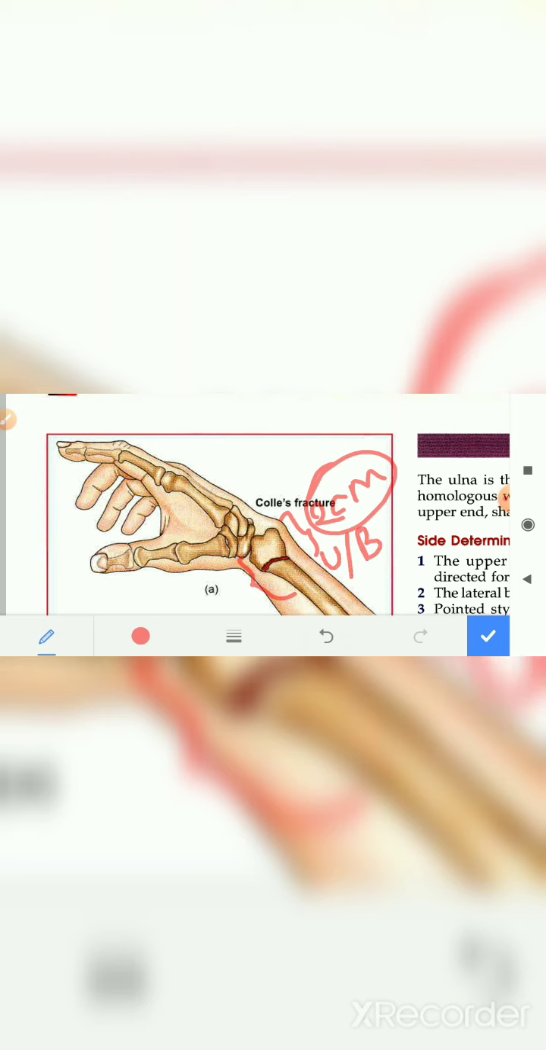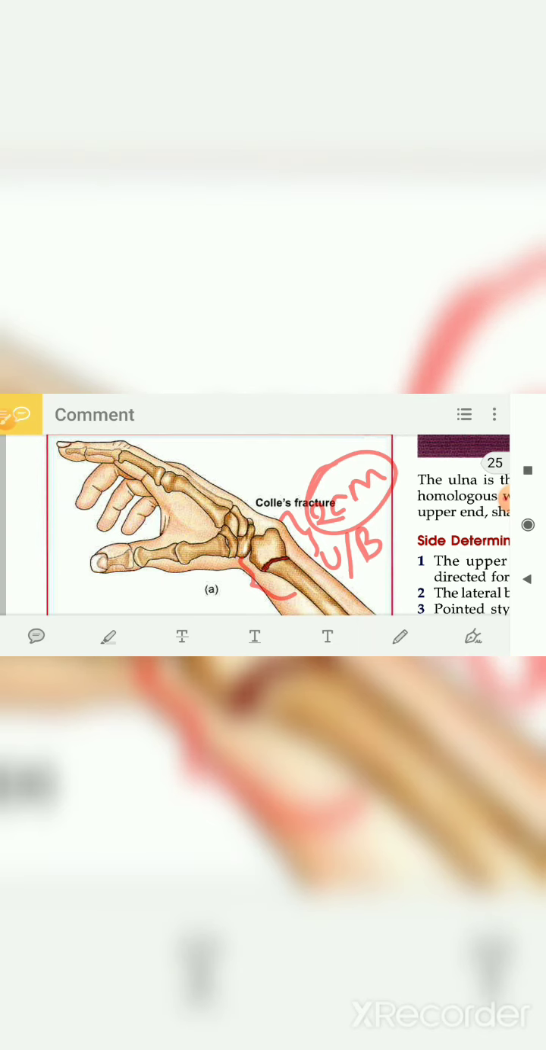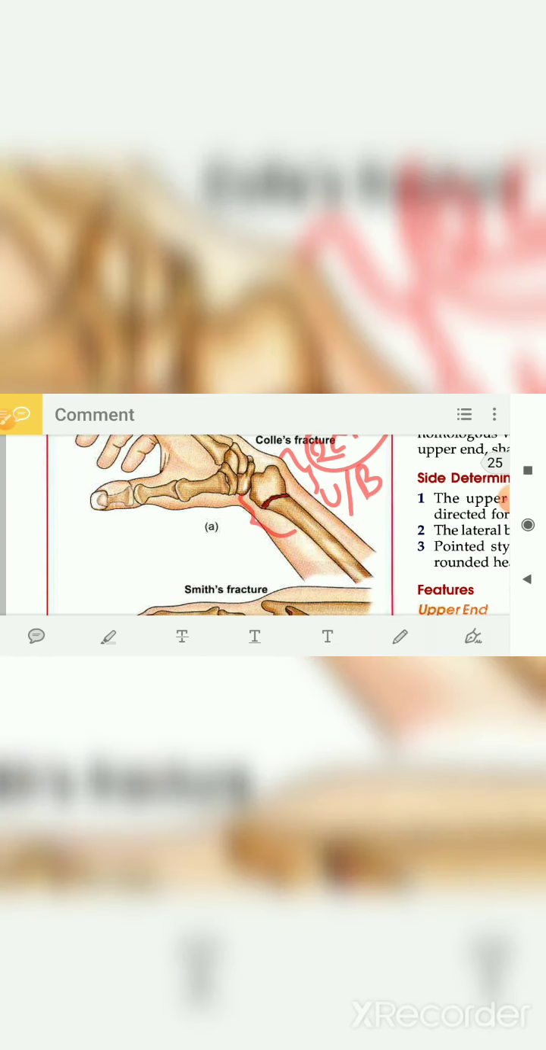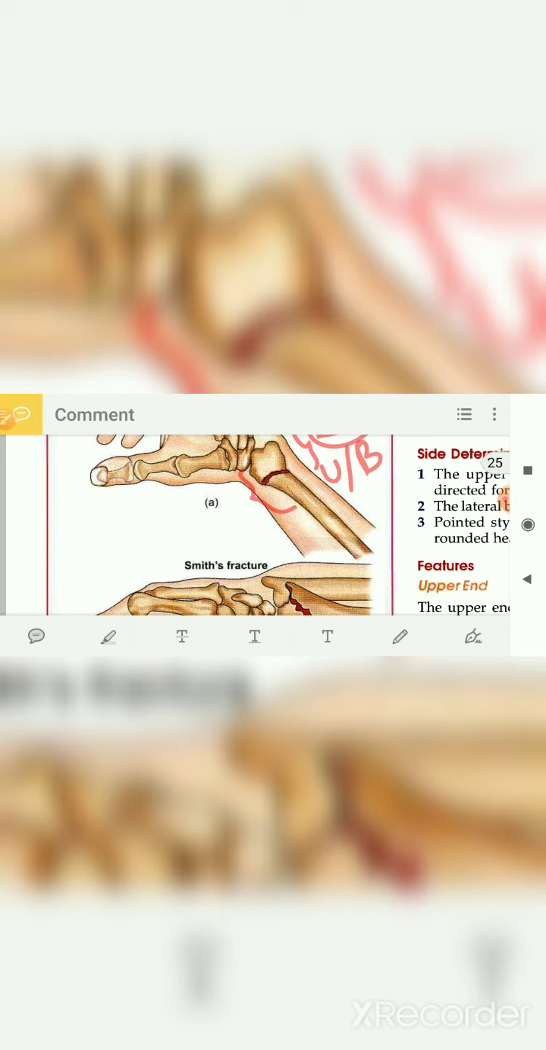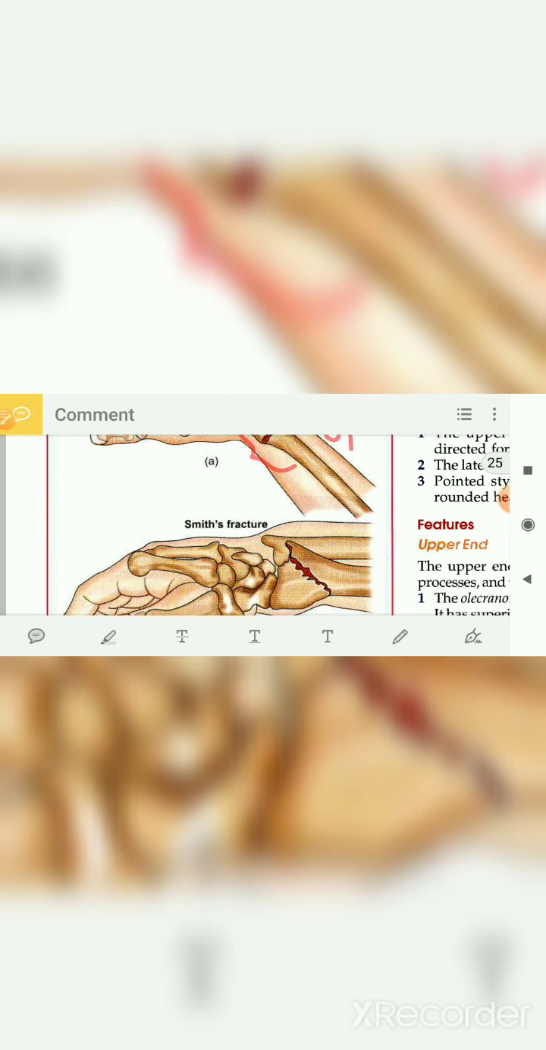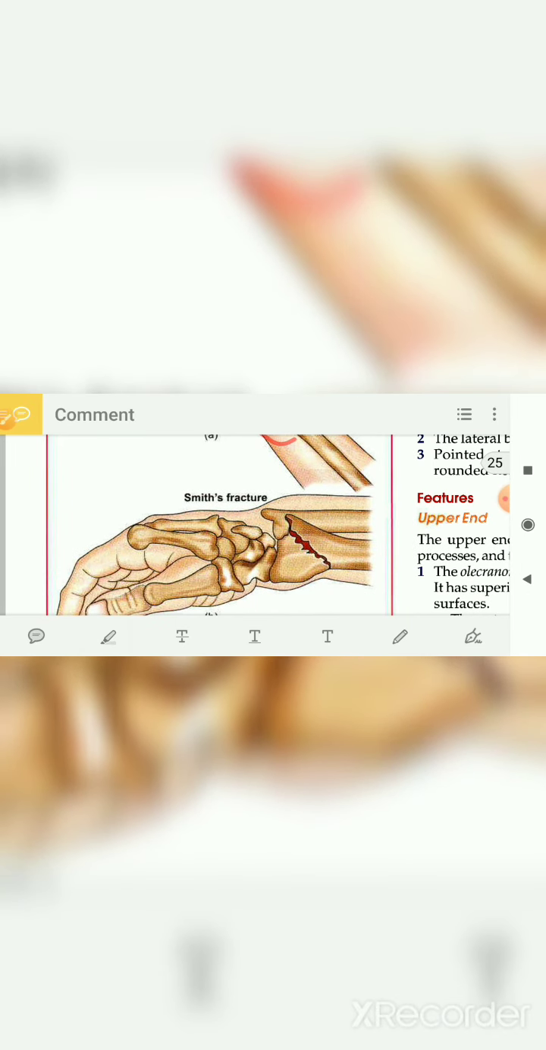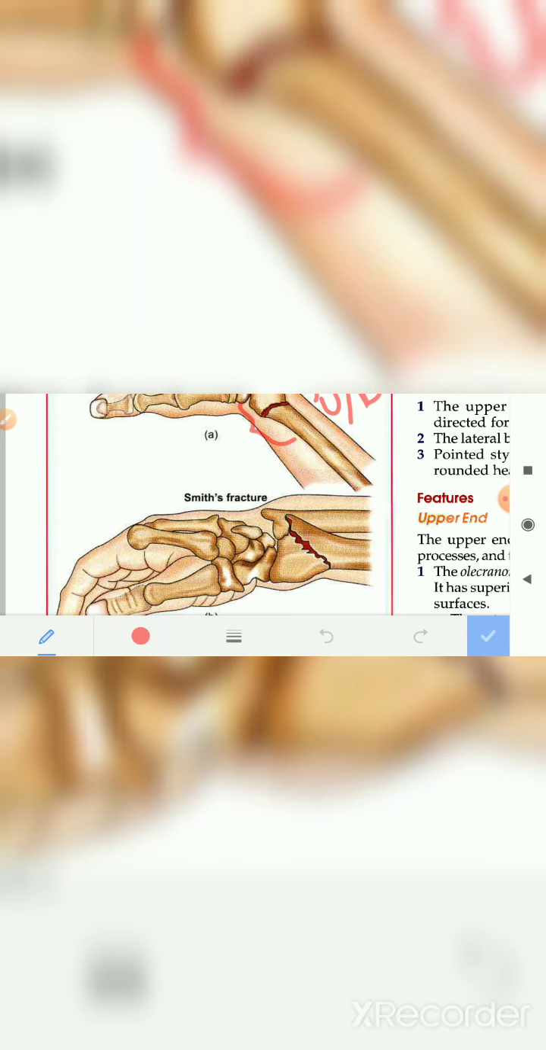This is called Colles fracture. Okay. And when the reverse of this situation happens, this is called Smith fracture. That means it also occurs in the radius within 2 cm from its distal part or lower end, but here the displaced part is placed anteriorly. Okay, so this is called Smith fracture. It is just opposite to the Colles fracture.